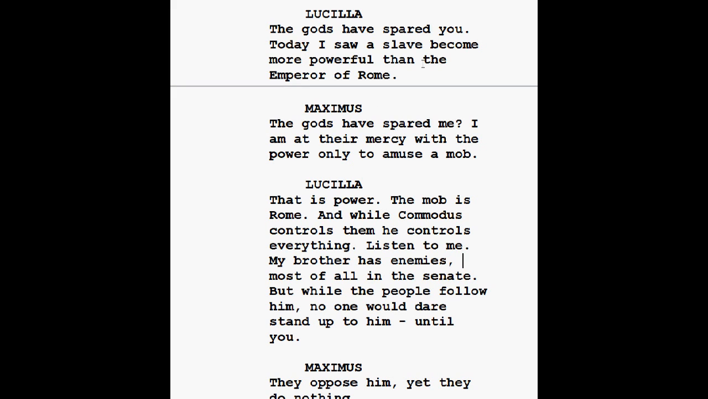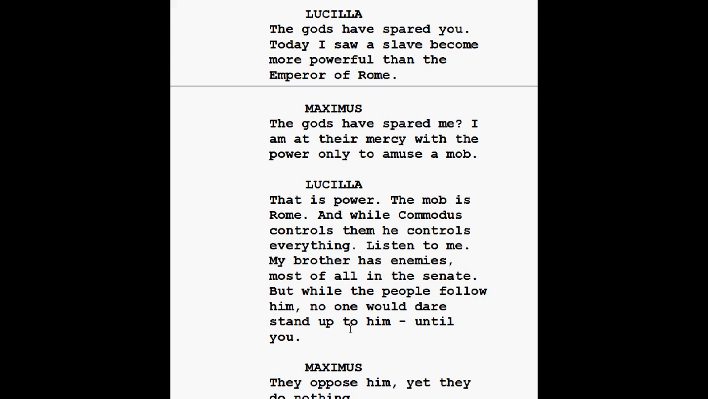And now this part is important. "The gods have spared you. Today I saw a slave become more powerful than the Emperor of Rome." "The gods have spared me. I'm at their mercy with the power only to amuse a mob." "Lucilla, that is power. The mob is Rome. And while my brother controls them, he controls everything. Now he has enemies in the Senate, but with the crowd loving him, there's nothing we can do."